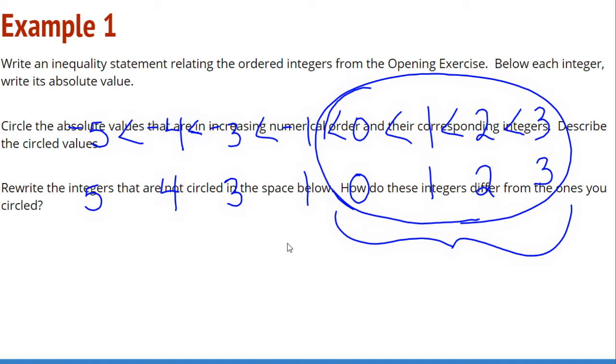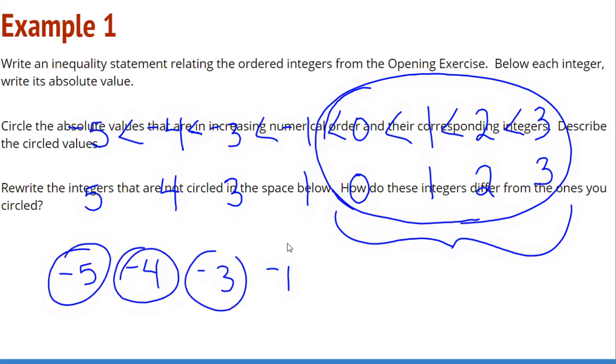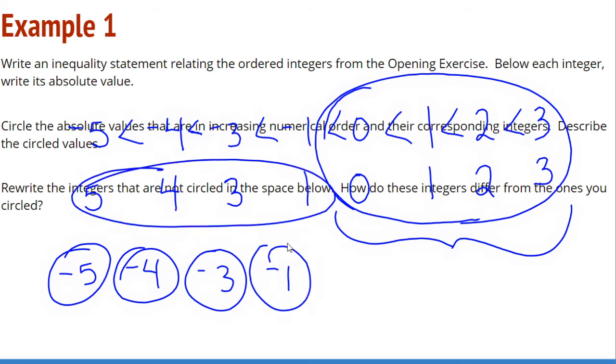Rewrite the integers that are not circled in the space below. So I have -5, -4, -3, and -1. These integers are different from the ones I circled because these are the negative integers. I don't think I said that the right way. Let me try again. Their value, the way they look, is not the same as their absolute value. Now that feels a little bit better.